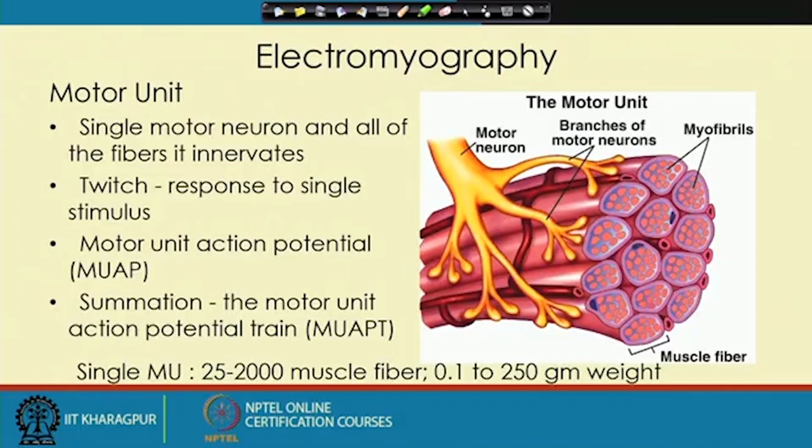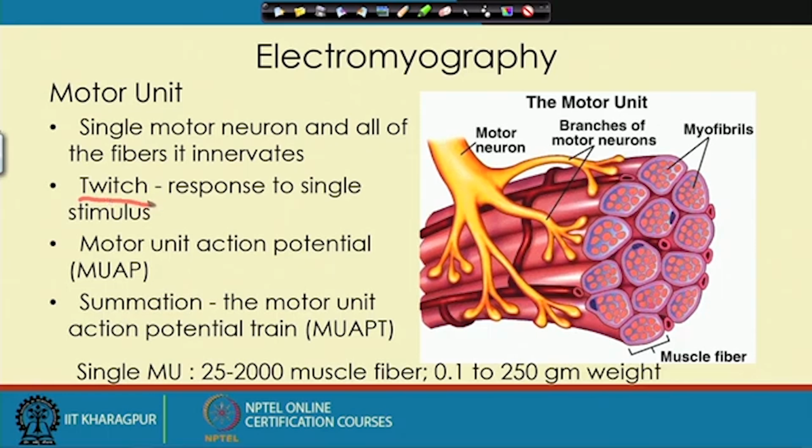Now, we will go for the electromyography or EMG signal. We talked about the motor neurons. Those motor neurons terminate on the muscle fibers, and whenever a signal comes, it stimulates that muscle, and the muscle in response contracts, and that is what we call a twitch.